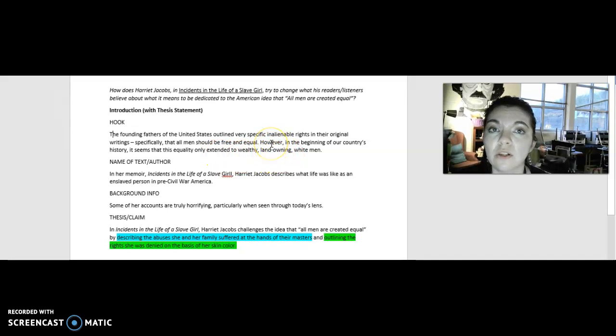These two sentences do a lot to draw your reader in. They make it sound interesting, they make the topic relevant to your reader, and it's something that we can all relate to, the fact that all men should be free and equal here in the United States.